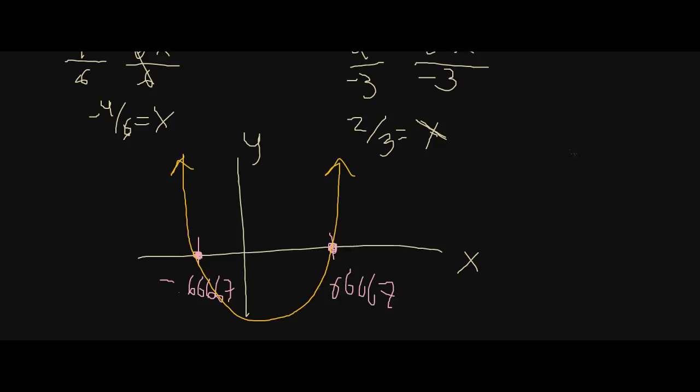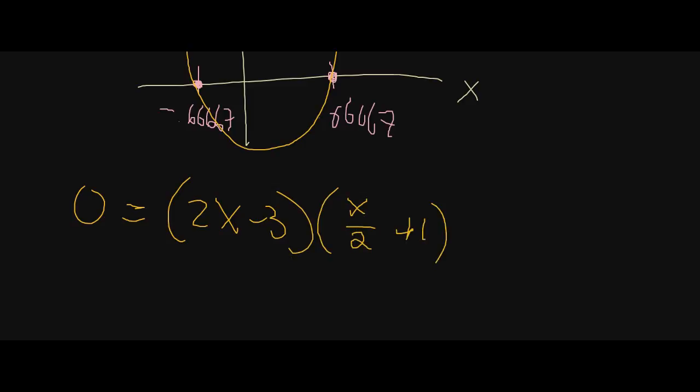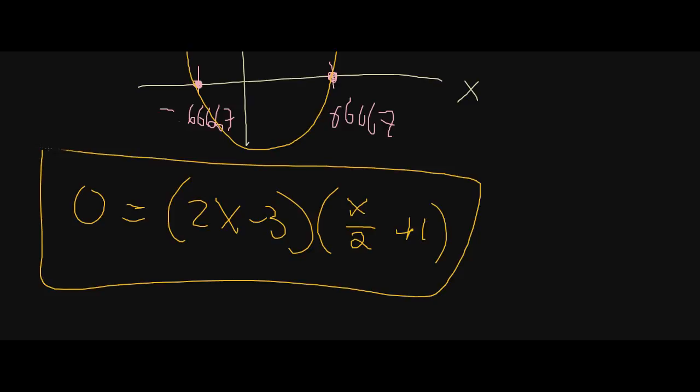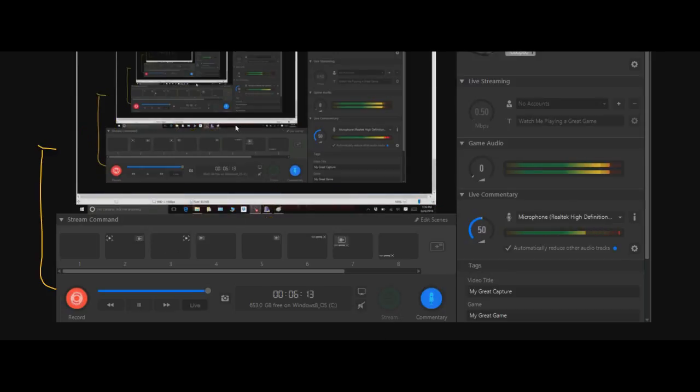Awesome, perfect. I'll give you one to do on your own. We got 0 equals 2x minus 3 times x divided by 2 plus 1, and see what you're able to do to find the roots. I already set the y value equal to 0 for you, so you just need to solve this algebraically. Cool. Hopefully that helps to solve the roots in factored form.